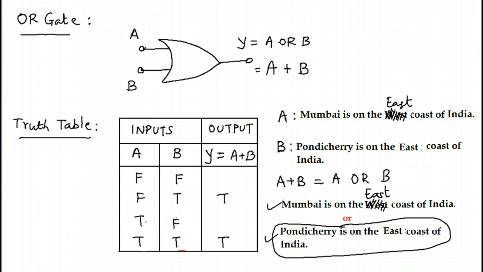Now likewise, if A is true and B is false, once again A or B must be true, and that leaves us with the very first row. Let's imagine that a person makes a statement where he says Mumbai is on the east coast of India or Pondicherry is on the west coast of India. Now he has made two false statements, one after the other, connected by the word or. None of them are true.